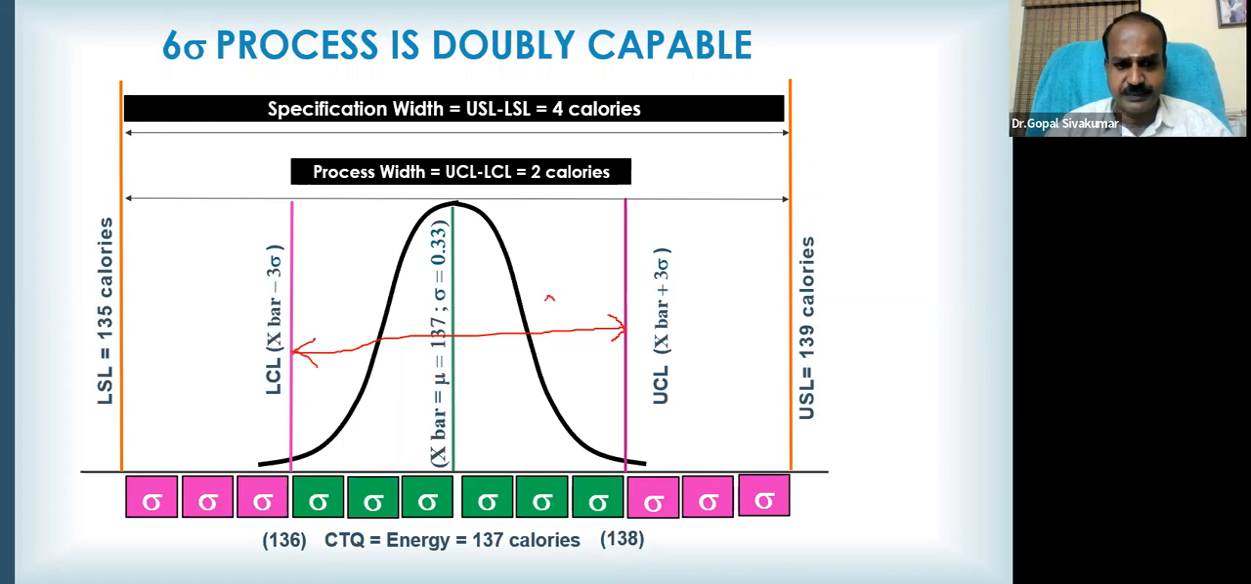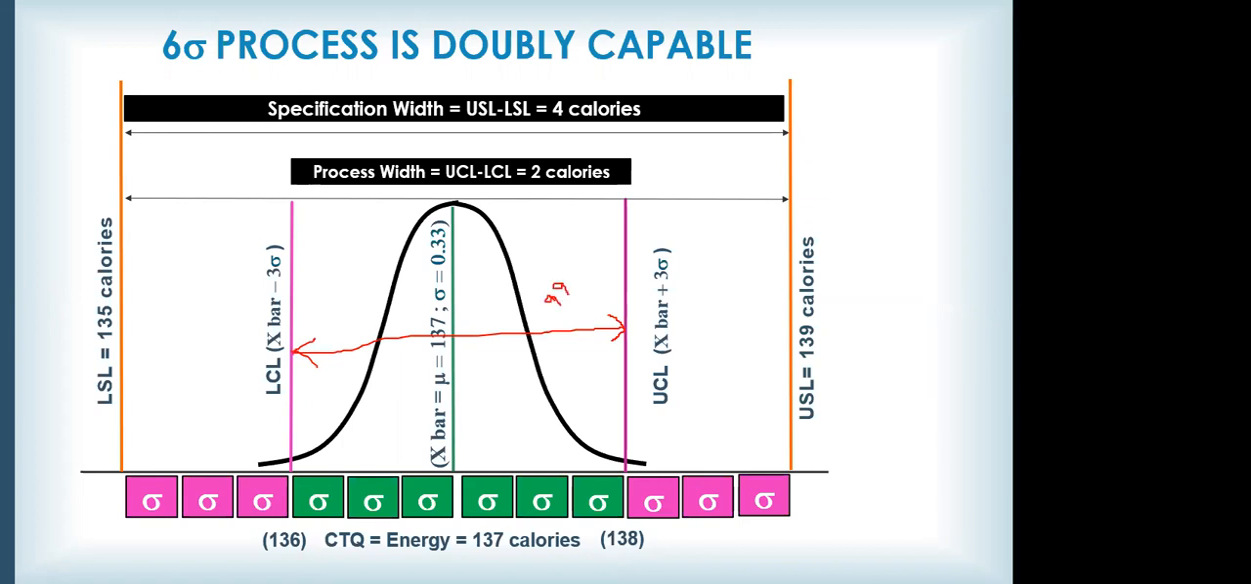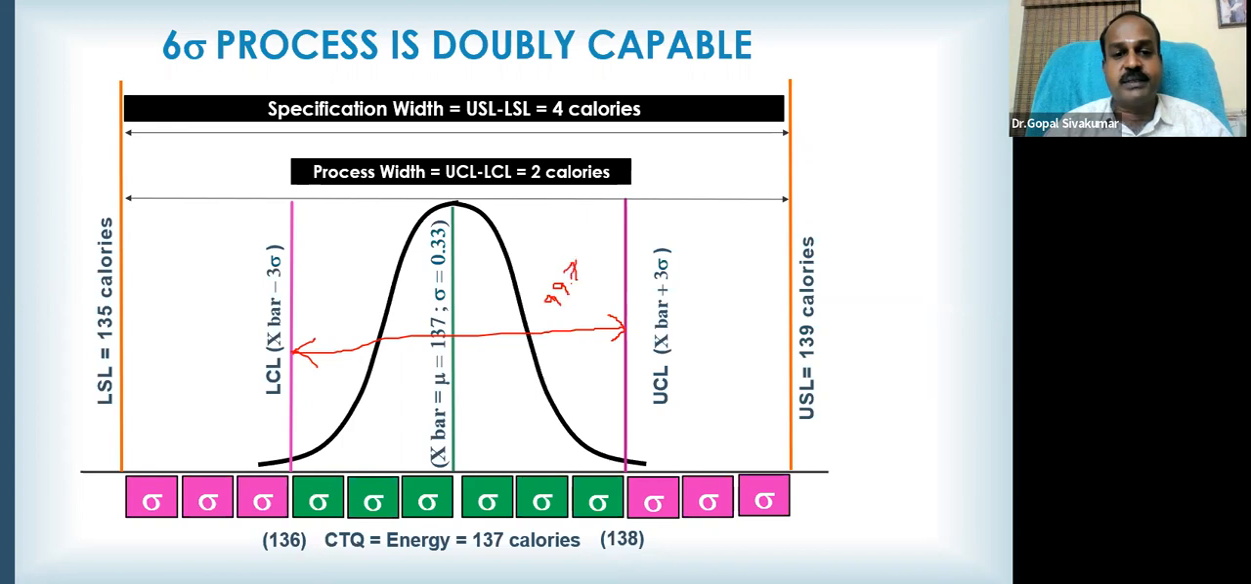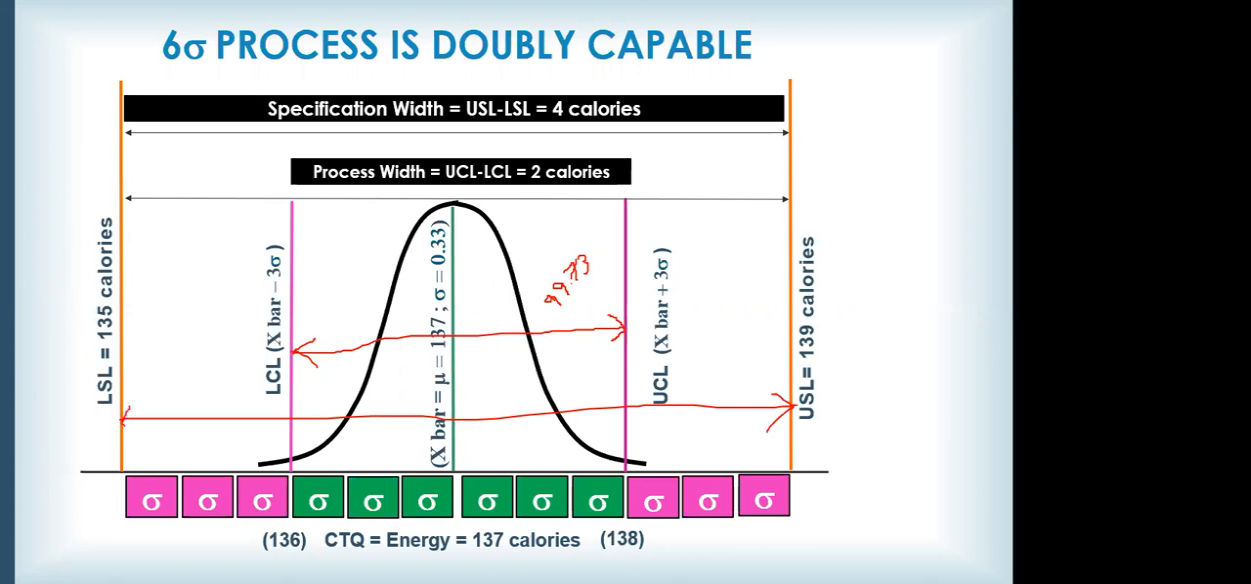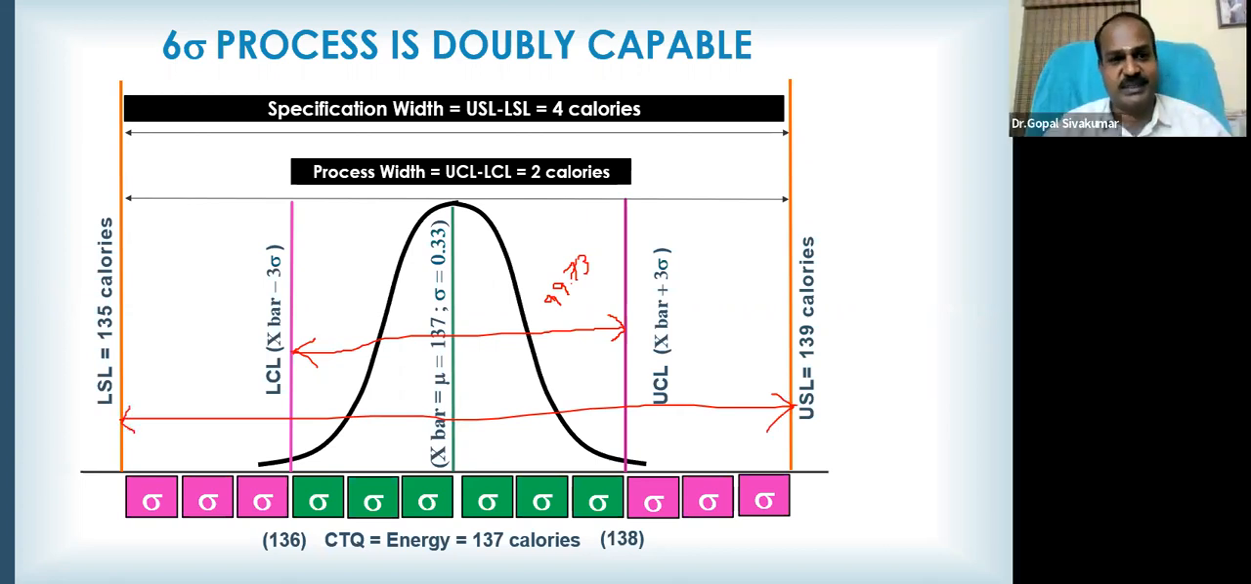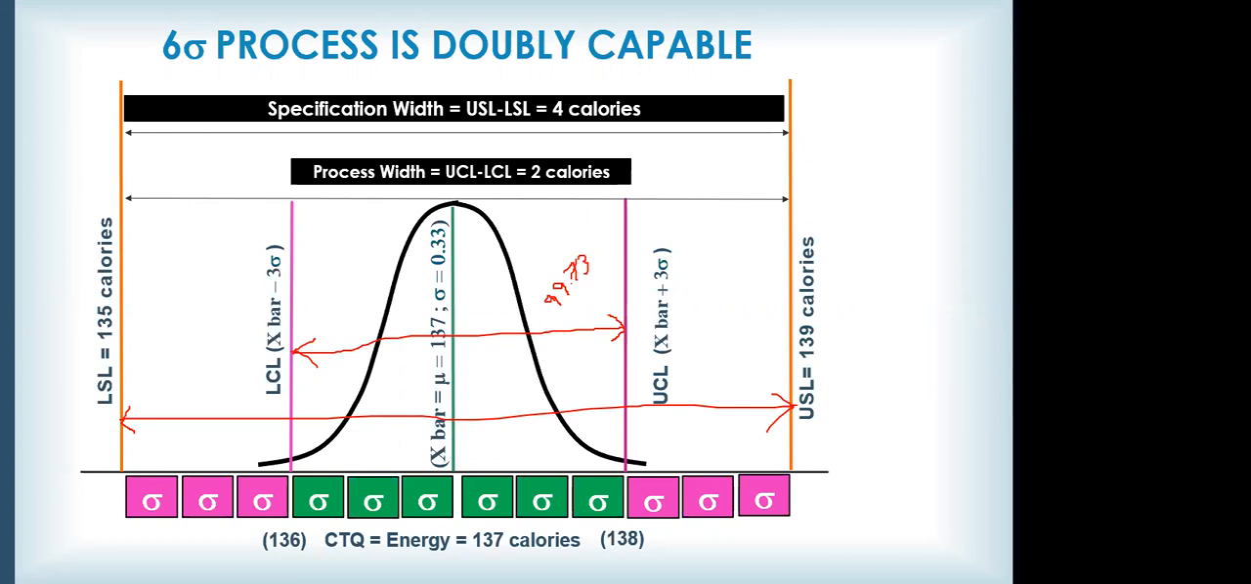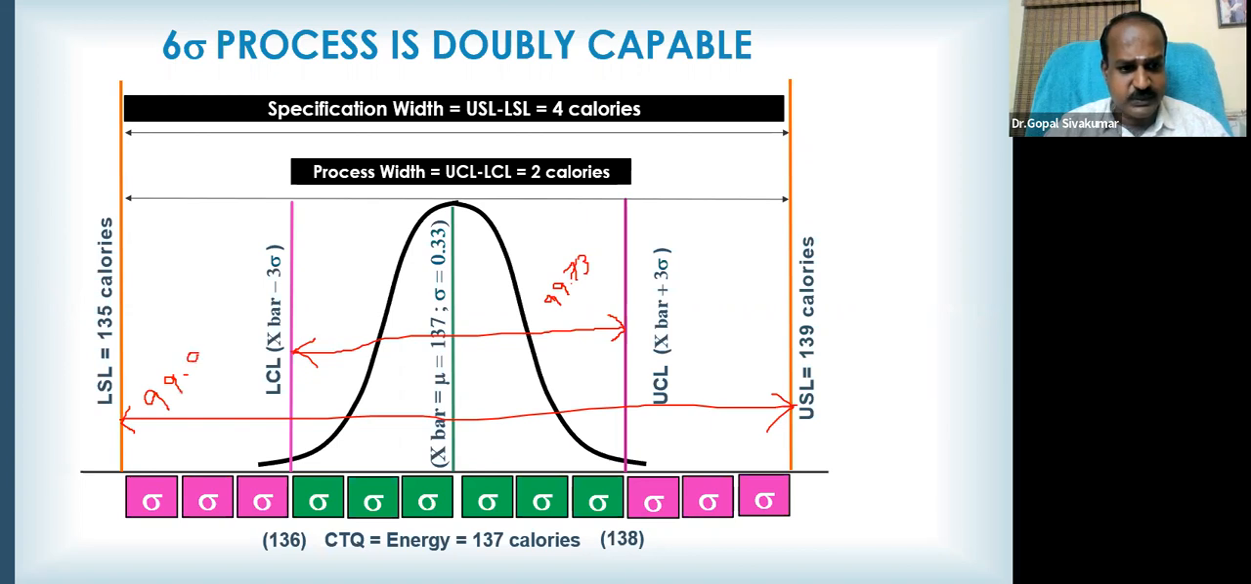In terms of percentage? 99.73. 99.70. If 99.70% of milk bottles can fall between 136 and 138, what percentage of milk bottles can fall between 135 and 139? Much better than 99.73, isn't it? Yes. That is found based on the normal distribution. Maybe you can ask Dr. RK how these numbers are coming, right?